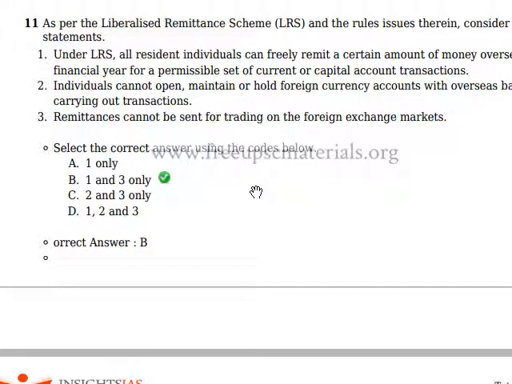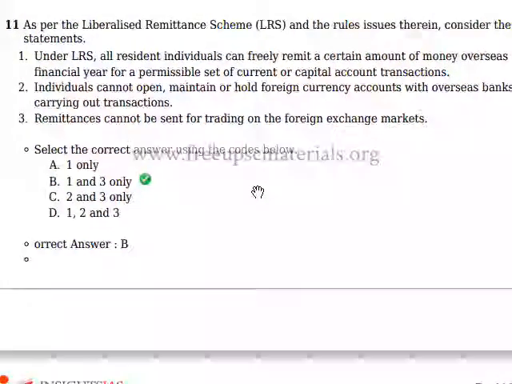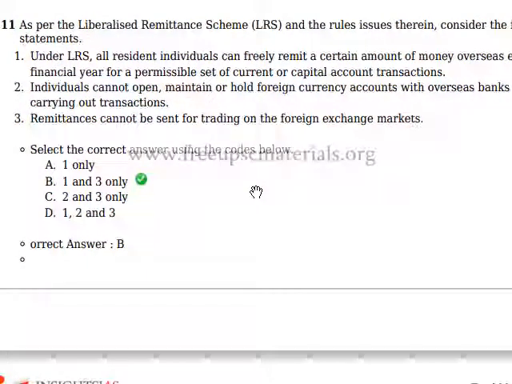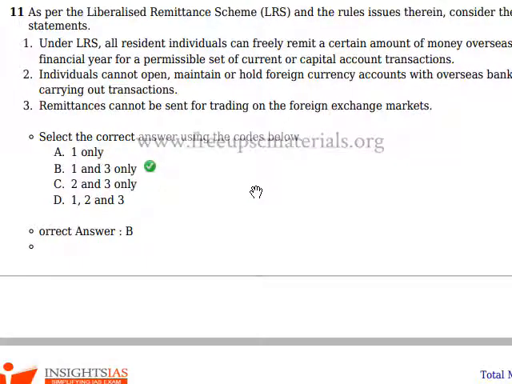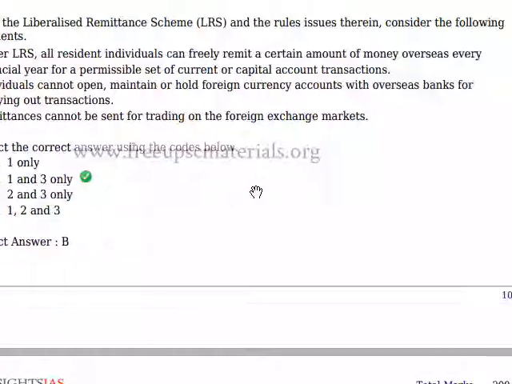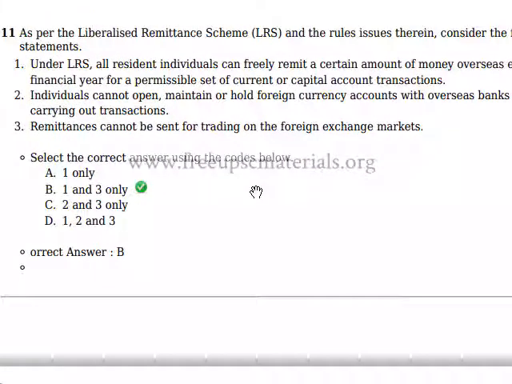So first question, as for the liberalized remittance scheme and the rules issues, consider the following statements. So under the liberalized remittance scheme, LRS, all resident individuals can freely remit a certain amount of money overseas every financial year for permissible set of current and capital account transaction.